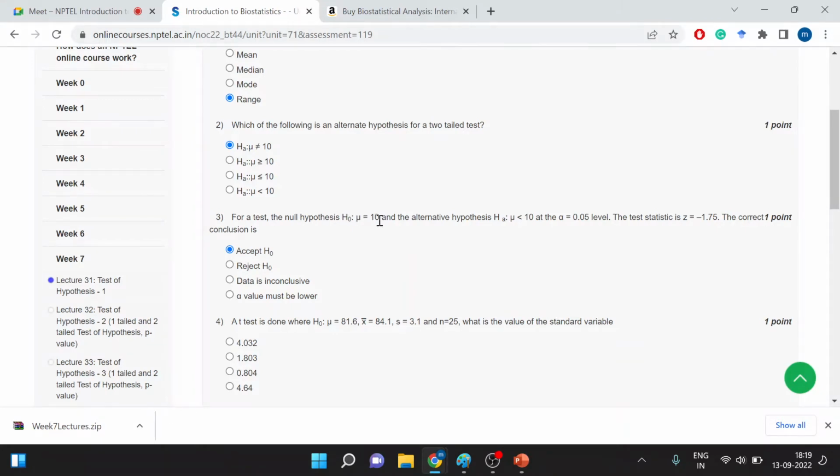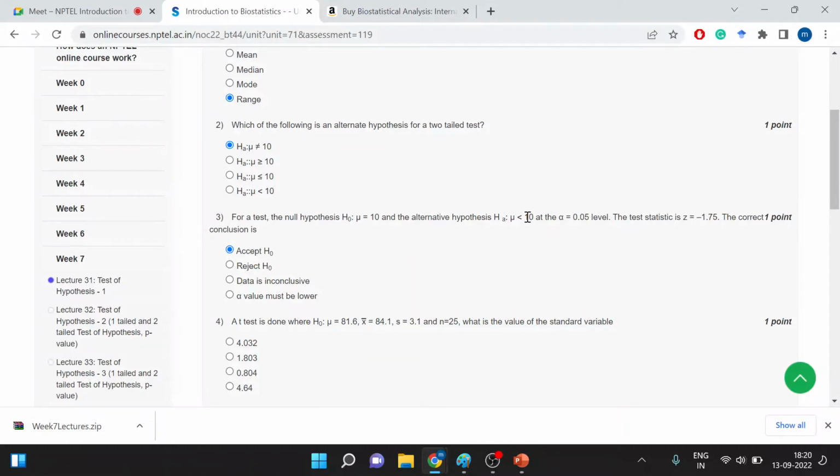Okay. Third question: for a test, the null hypothesis is that the mean is 10, and the alternate hypothesis, that is H subscript A, HA, is mu less than 10. So what kind of test is it? Is this a one-tailed test or a two-tailed test? Just by looking at the information here. Can someone tell me? It's a one-tailed test. One tail. Yes, it's a one-tailed test.